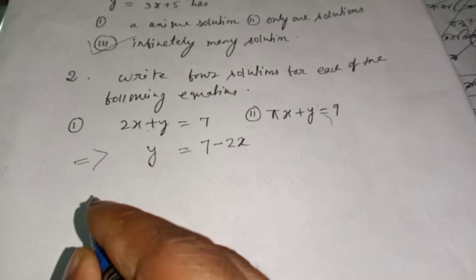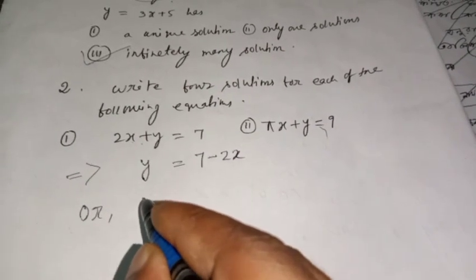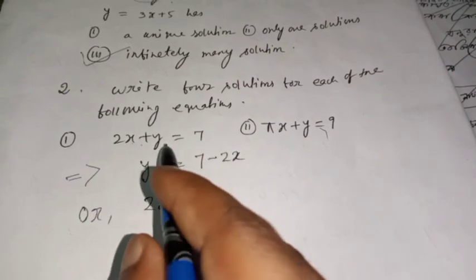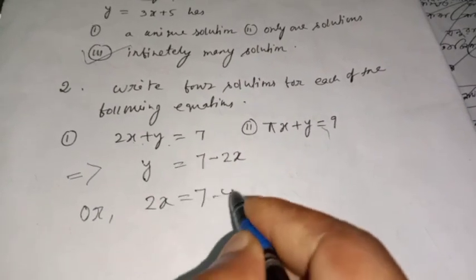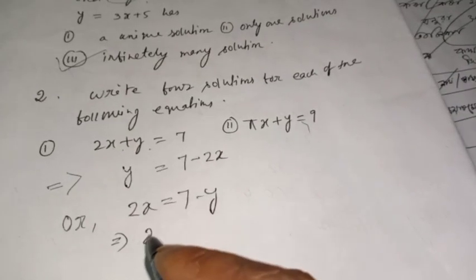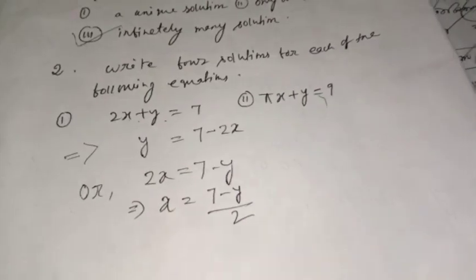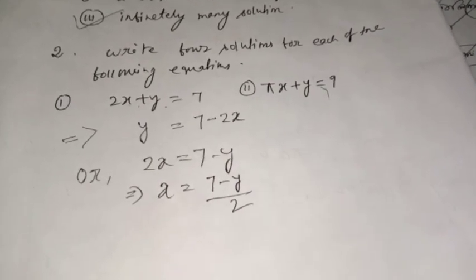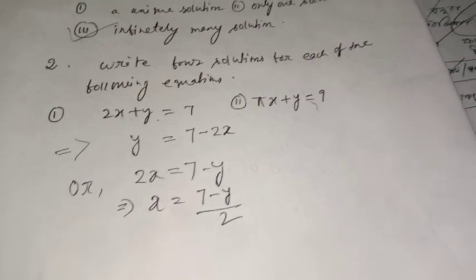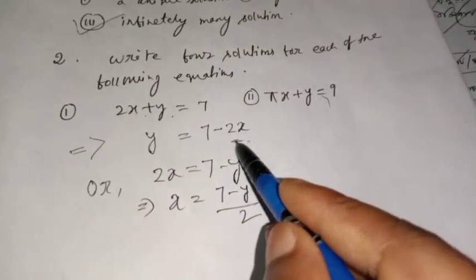Or if you want to write this in terms of x, then also you can write it like twice x, then you transfer y to that side. But still it is not completed, because x should be alone, meaning x is equal to, now 2 is multiplied with x. So when you transfer it to the right hand side, it will be divided: 7 minus y by 2. Now you can use either one to find out the solution.